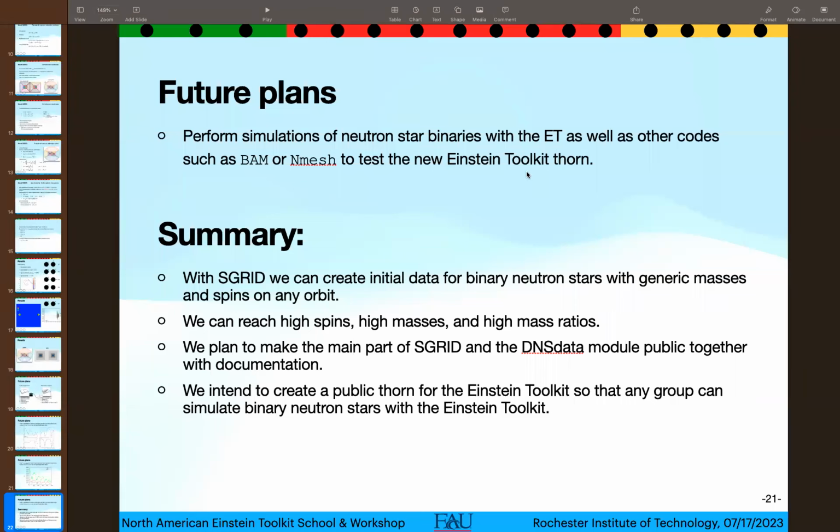Where is it? I can't read it. Can you click on the chat? Yeah, okay, so there it is now.